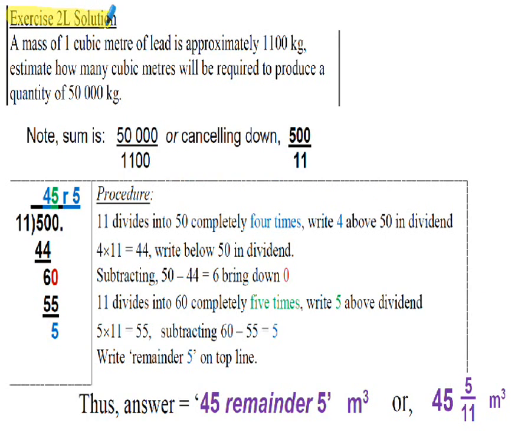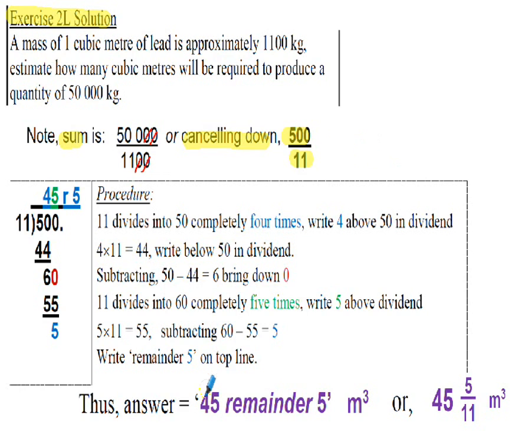Exercise 2L solution. This was a descriptive question, but basically the sum we're asked to calculate is 50,000 divided by 1,100. Notice we have some cancelling down to undertake here to simplify the problem. We can cancel 2 noughts on the top line with 2 noughts on the bottom line. So the actual calculation we're undertaking is 500 divided by 11. I'll let you this time work through a solution on your own to work out the answer.